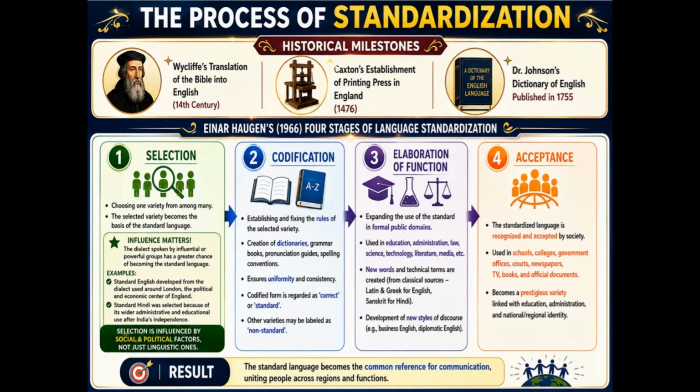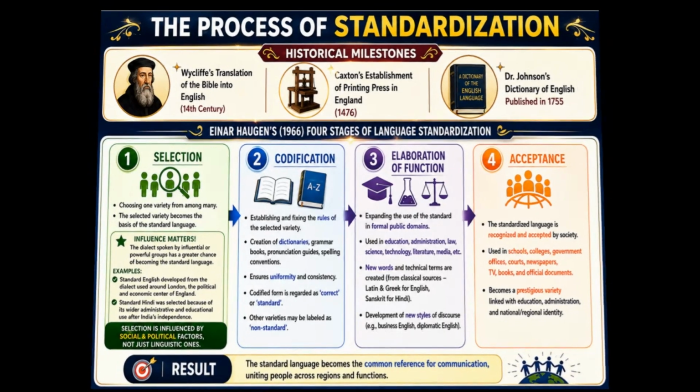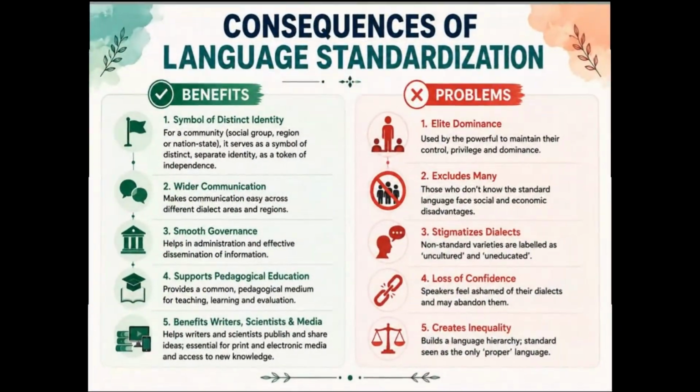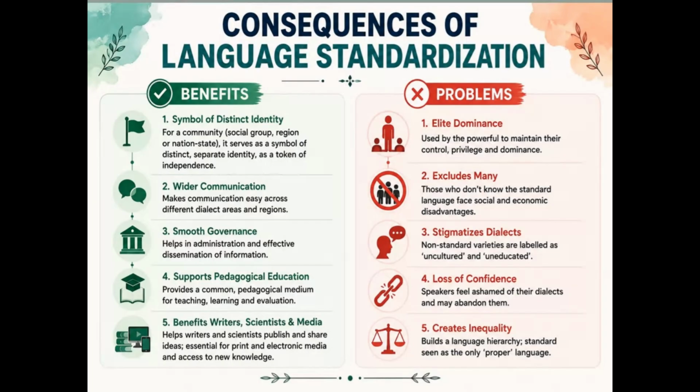So far we have discussed why language standardization is needed and how the process of standardization takes place. Now, let us look at what happens as a result of this process, that is, the positive as well as negative consequences. Benefits of standardization: it gives a community a distinct linguistic identity. For a social group, a region, a nation, or a state, a standard language can become a symbol of separate identity and even a token of independence.